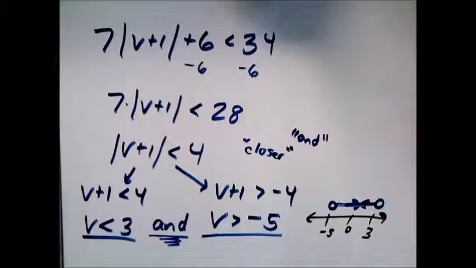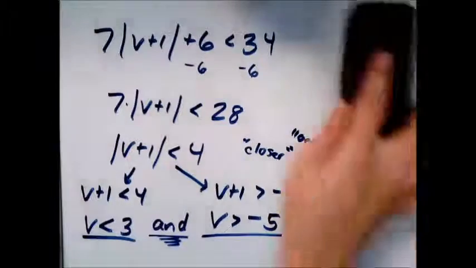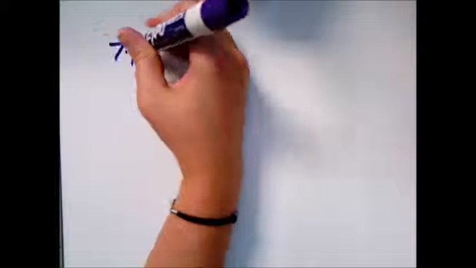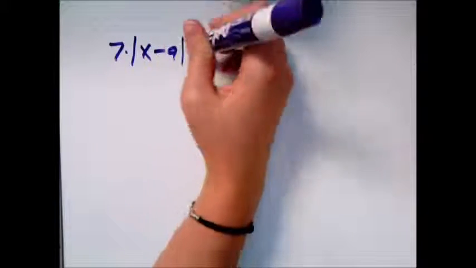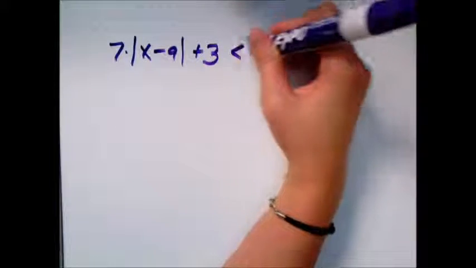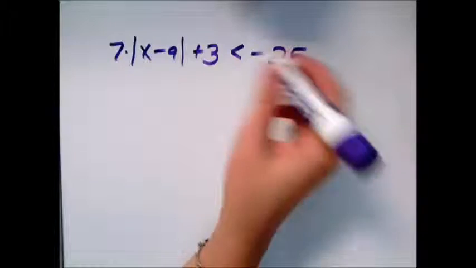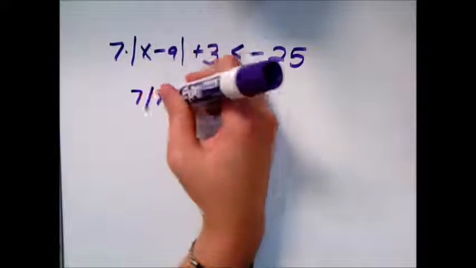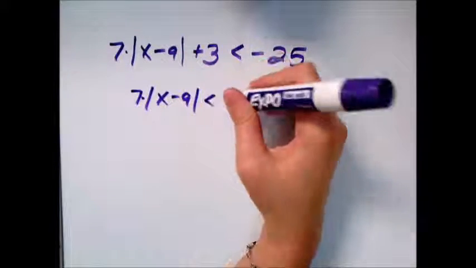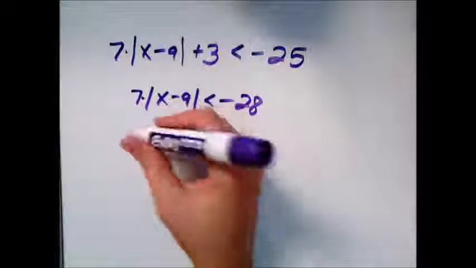All right, let's try another one. This is a really good one. All right, so we have to get the absolute value by itself, so we subtract 3 from both sides. So negative 28, and divide both sides by 7.